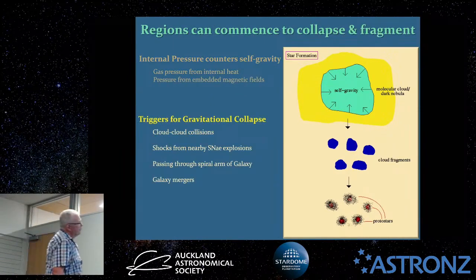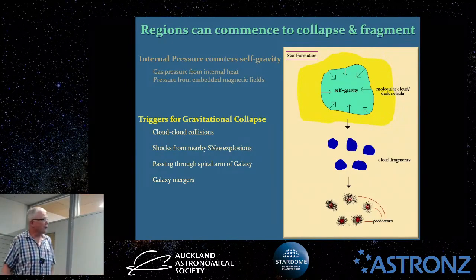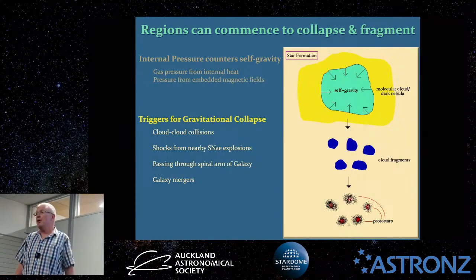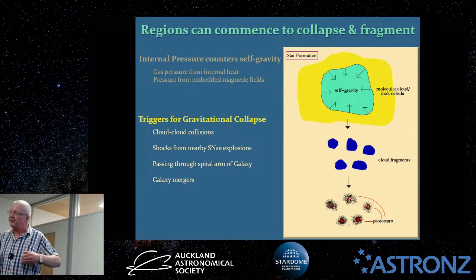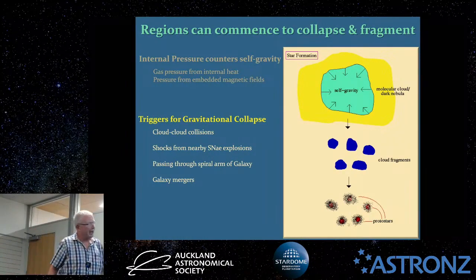And then something will come along to trigger these clouds to start collapsing. There's a few things. It might be a collision between 2 clouds. It might be a nearby supernova explosion going boof, and the shock waves just head into a cloud. Or passing through a spiral arm of a galaxy.